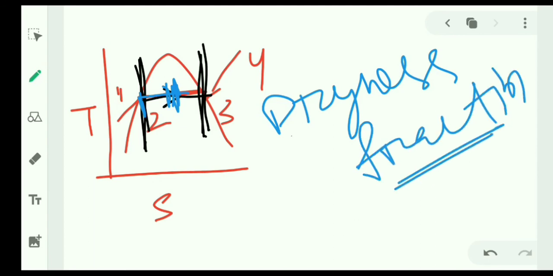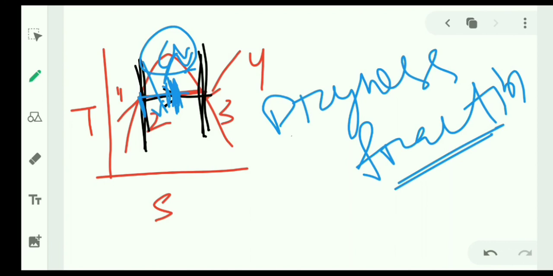So what do we mean by dryness fraction? At this point, what is the amount of vapor content? Let this point be A. At point A, what is the amount of vapor content? If that can be calculated, then we can calculate how much heat is required to reach that point.